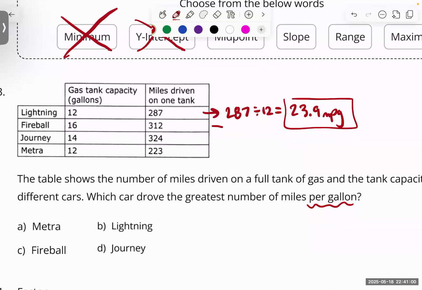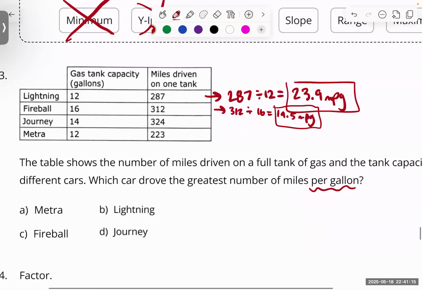That's for lightning. For fireball, 312 divided by 16, which is 19.5 miles per gallon. Clearly, that's not very good. So the lightning is doing a lot better. So fireball is not an answer.